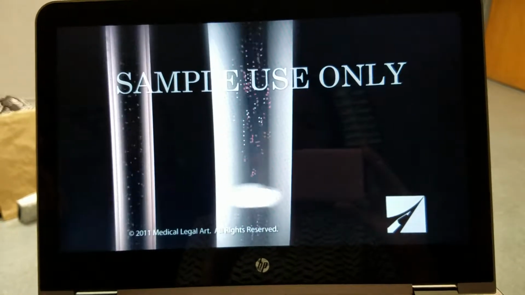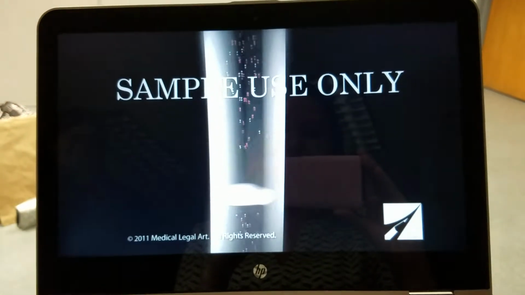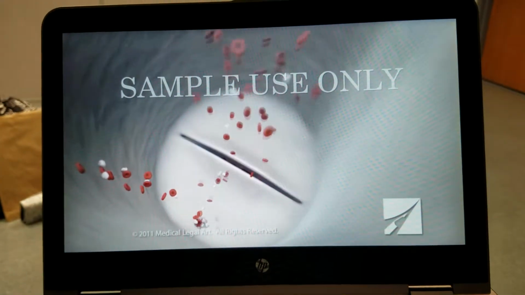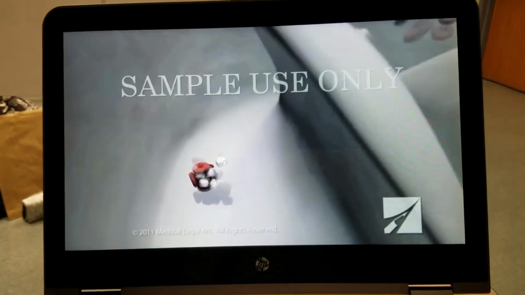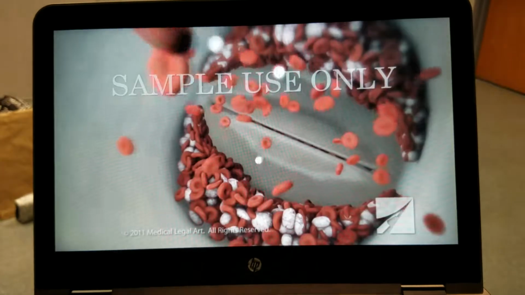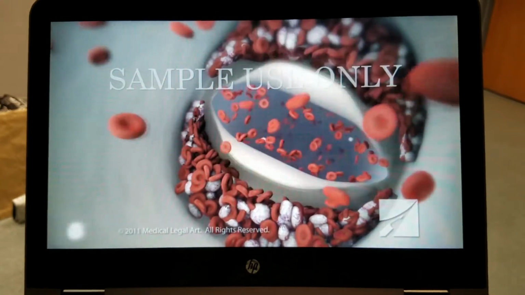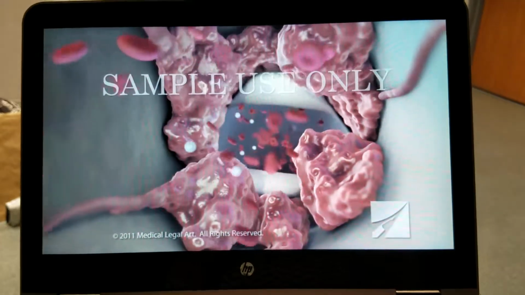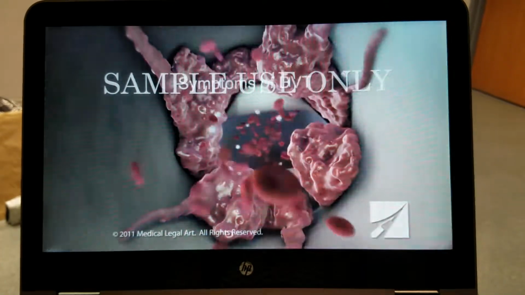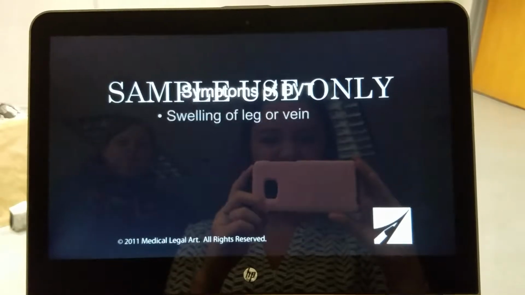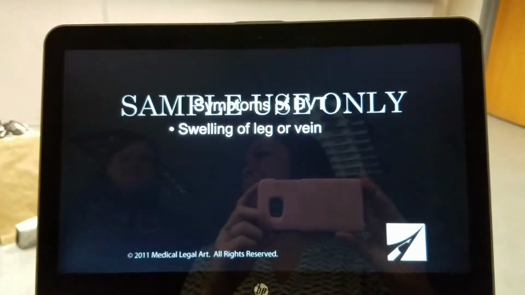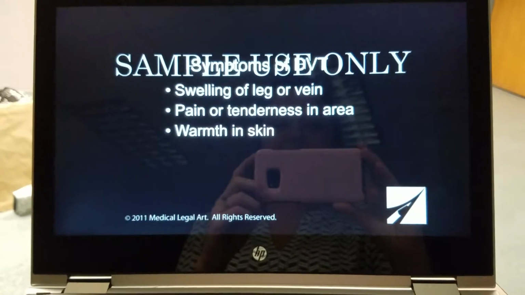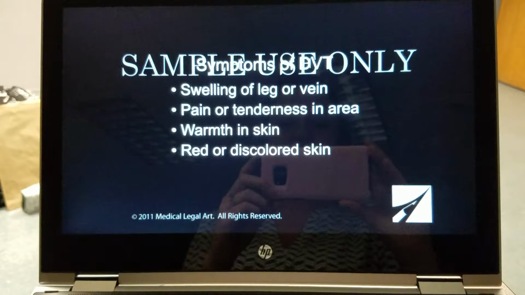When you are immobile for an extended period, your venous circulation slows down. As a result, clotting factors in the blood may cause the slow-moving blood to clump together, forming a blood clot or thrombus. This condition is called deep vein thrombosis, or DVT. Common symptoms of DVT include swelling of the leg or a vein in the leg, pain or tenderness in the area, increased warmth in the skin, and red or discolored skin.